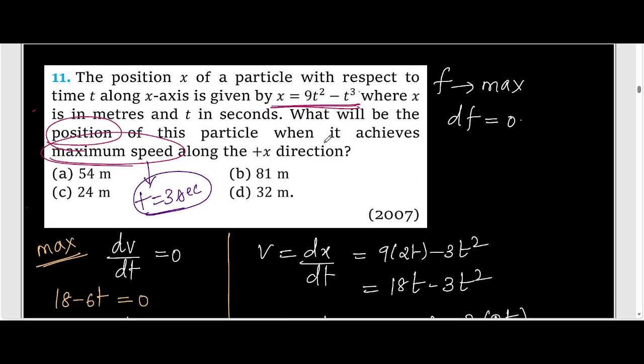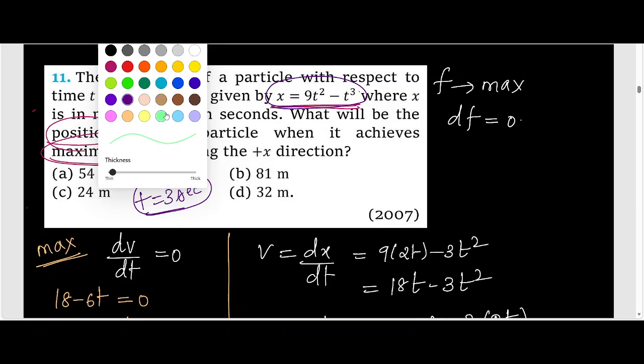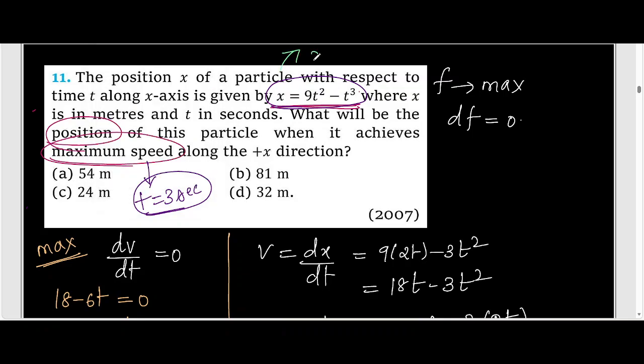Now just substitute this 3 seconds in the x expression, and you'll find its position. So just substitute: x is equal to 9 into 3 square, how much is that? 9 minus 3 cube. 3 3s are 9, 9 3s are 27. So how much will it be? 9 9s are 81 minus 27. How much do we get? We get 54. So 54 meters.